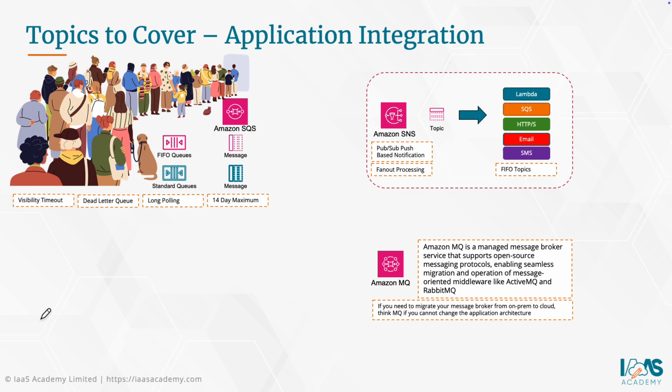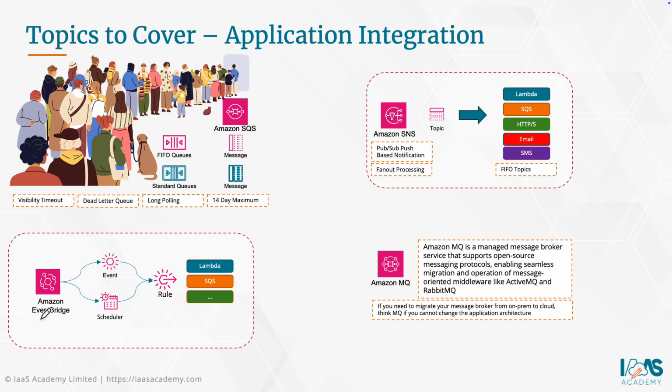Amazon MQ is a managed message brokering service that supports open source messaging protocols, enabling seamless migration and operation of message-oriented middleware like ActiveMQ and RabbitMQ. Essentially, Amazon MQ is the alternative to Amazon SQS if you want to use your own existing message brokering service, where you might be migrating your on-prem messaging solution to the cloud.